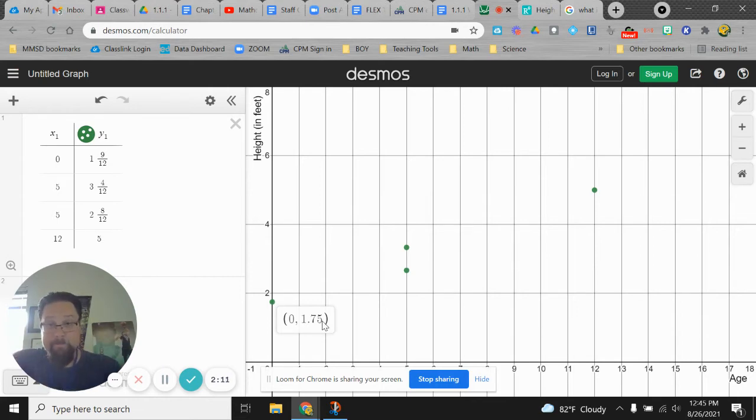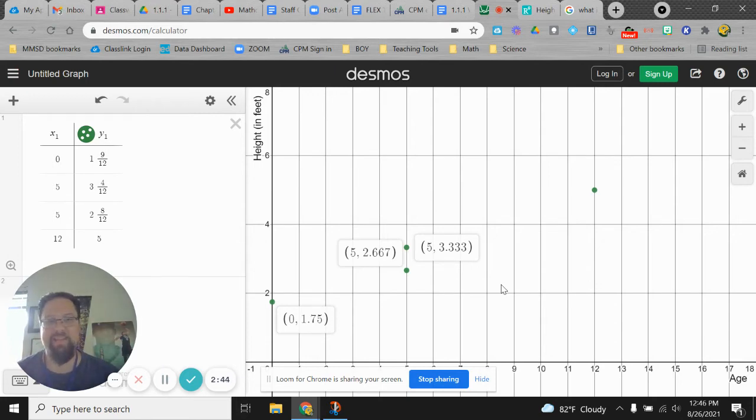At birth, age 0, we would expect on average that a baby would be 1 foot 9 inches. And then obviously, Desmos converted that to a decimal, so 1.75 feet. You can keep clicking through. That's one thing about Desmos: you can click on each data point, and it will tell you exactly what information you are looking to get. I just clicked on two different data points there.